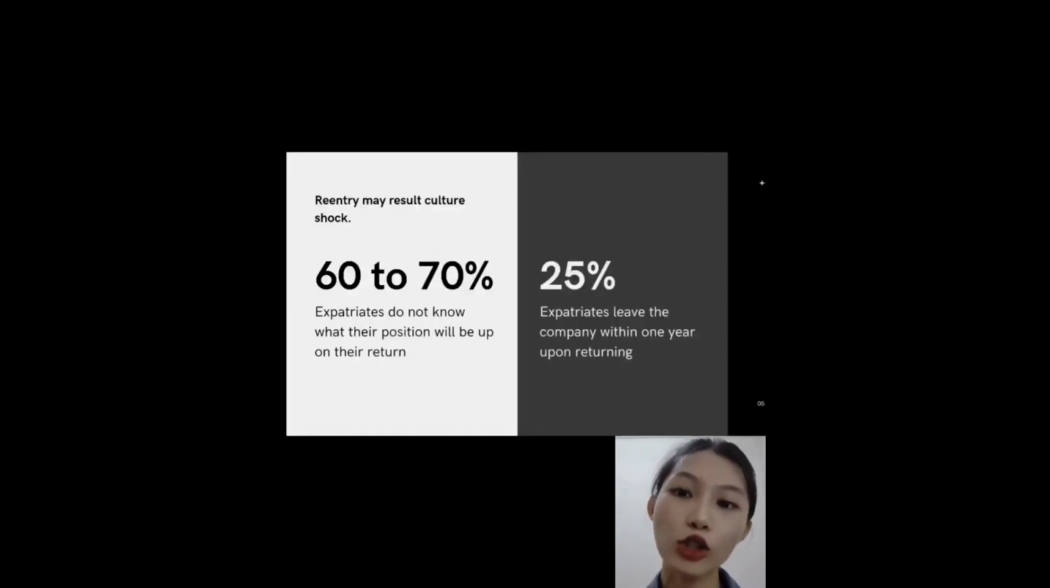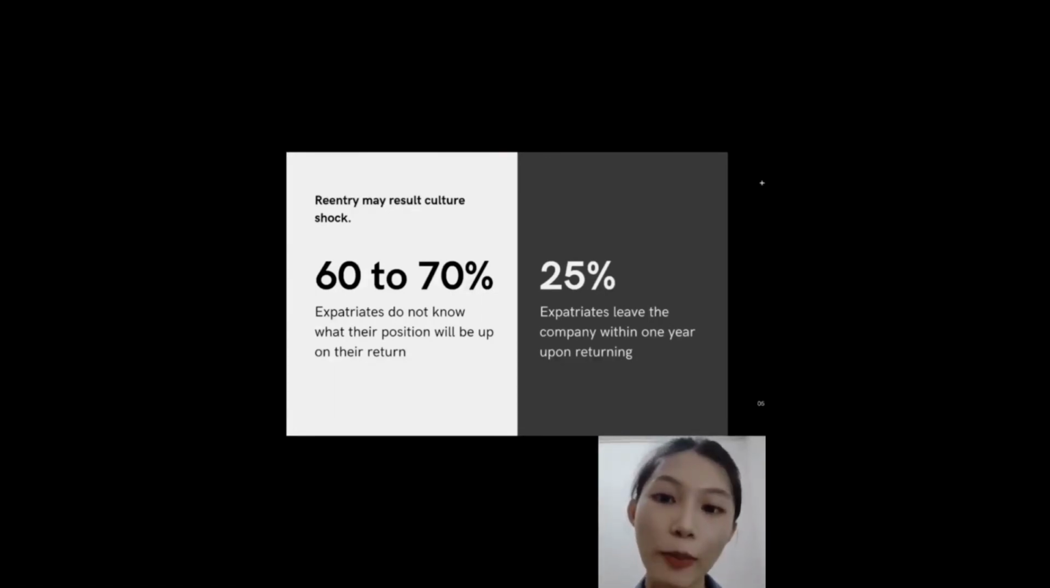Re-entry may result in culture shock. About 60 to 70% of expatriates do not know what their position will be upon their return. However, about 25% of expatriates leave the company within 1 year upon returning. Therefore, communication and validation will be needed to solve this problem.